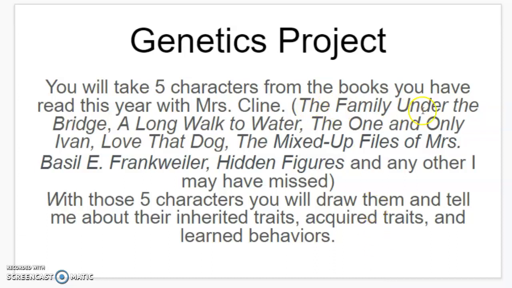But you've read The Family Under the Bridge, correct? Okay, you read A Long Walk to Water. You read The One and Only Ivan. Love That Dog, and The Mixed Up Files, I think, is what you're currently in now. Have you finished that yet? You finished that? Have you started a new one? Starting a new one today? We can add that one in after today because this is Google.